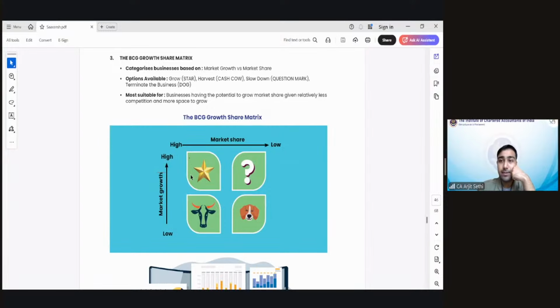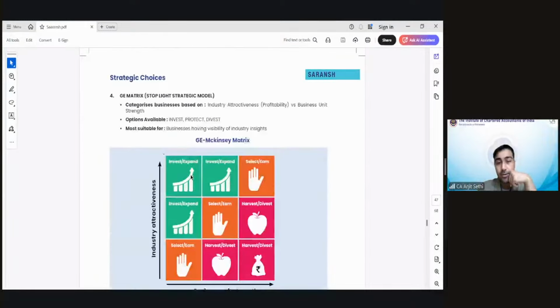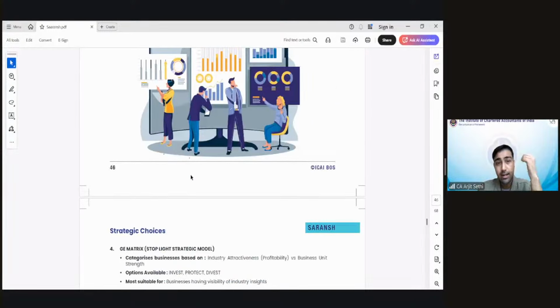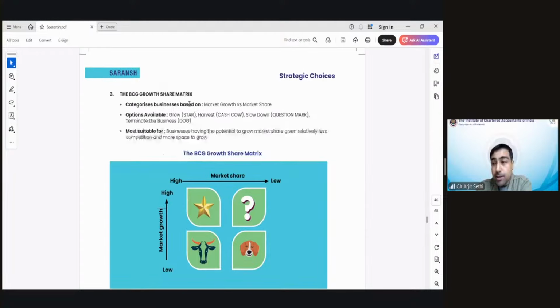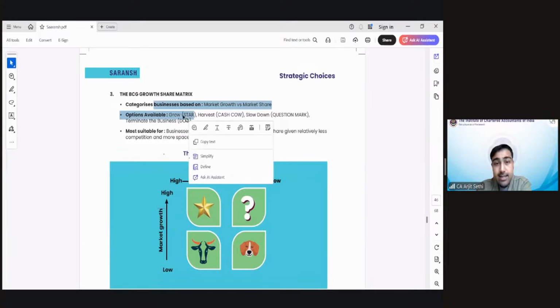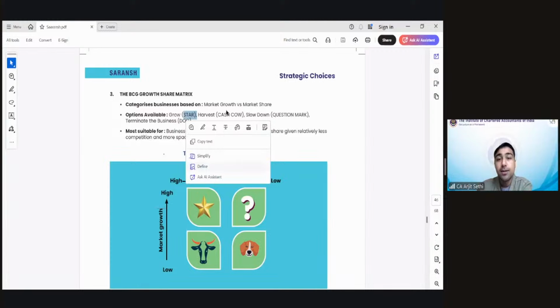Identification is easy, but what do you do with them? Here we go. Star says grow your business. Star says if you are a star, invest more in a star. Put more effort into selling dosas, because that's a star for you.